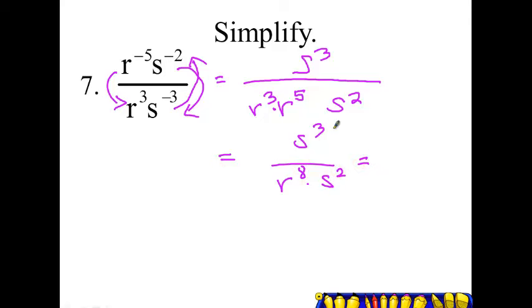Now we can divide s cubed by s squared. Now 3 is larger than 2, so s stays in our numerator. 3 minus 2 will give us 1. So our final answer will be s divided by r^8.